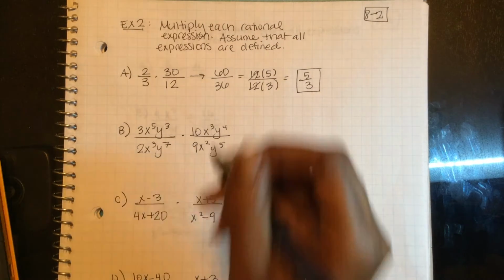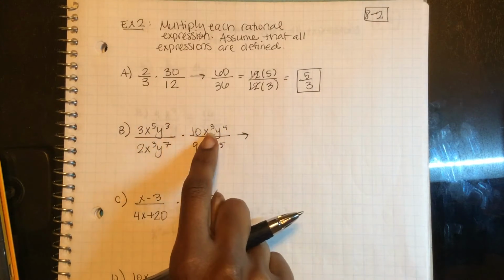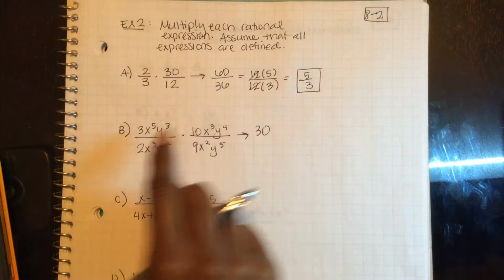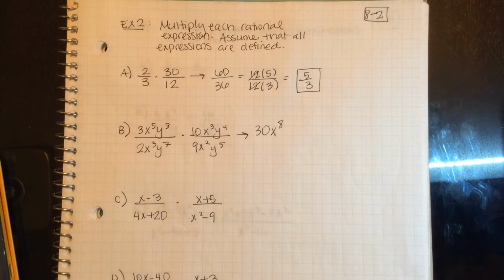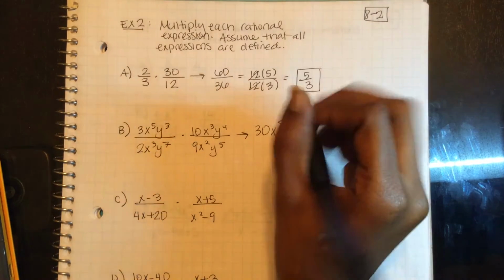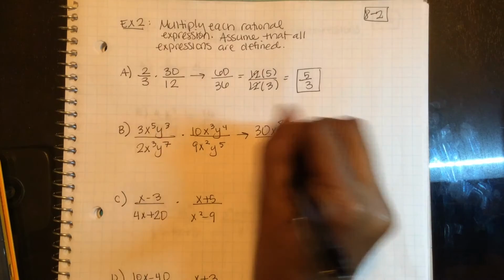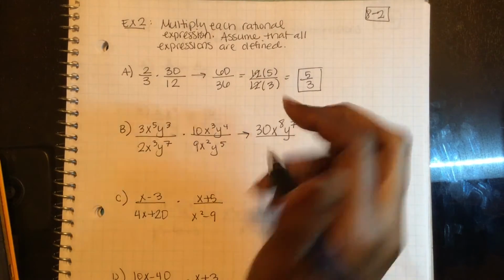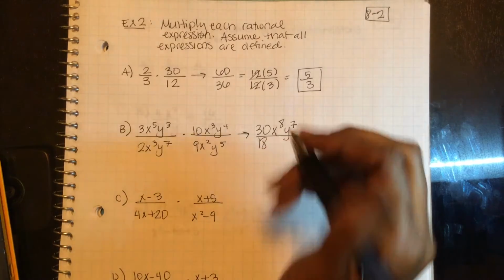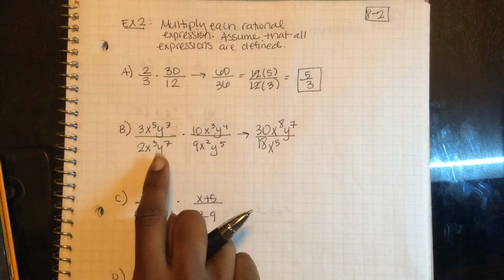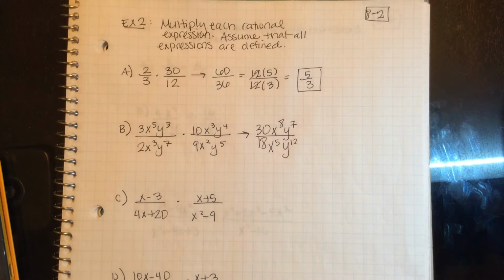I'm going to do the same thing here, multiplying my numerators. 3 times 10 is 30. X to the 5th times x to the 3rd is x to the 8th. Y to the 3rd times y to the 4th is y to the 7th. My denominator is 2 times 9, 18. X to the 3rd times x squared is x to the 5th. Y to the 7th times y to the 5th is y to the 12th.